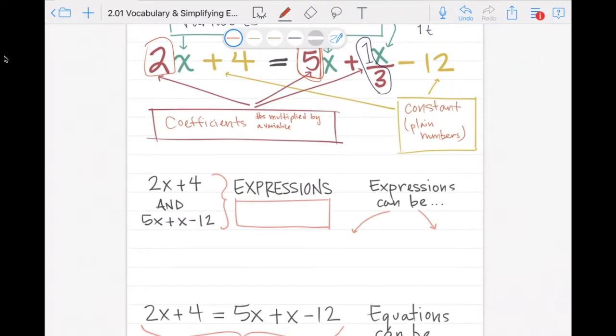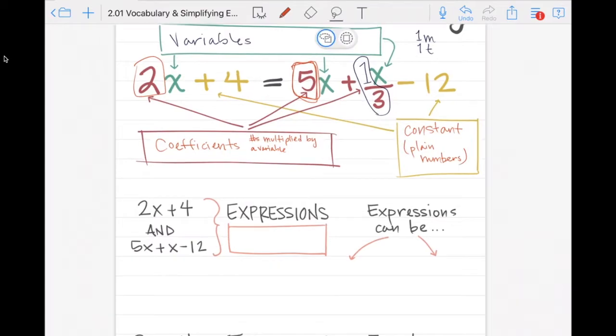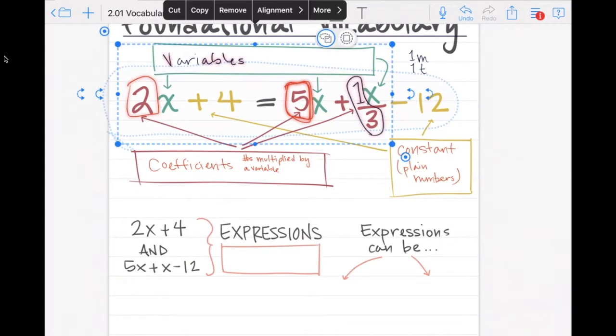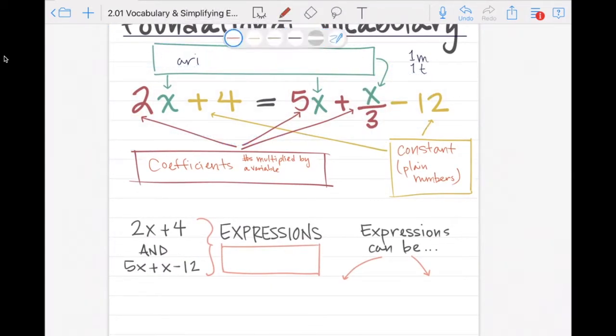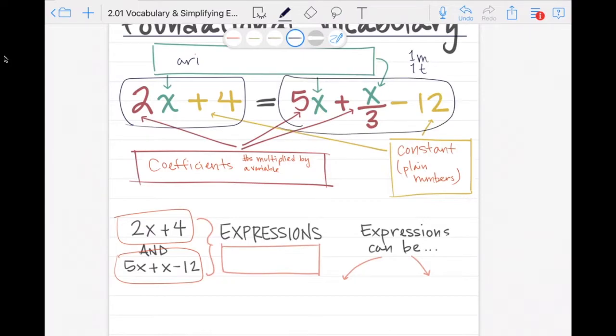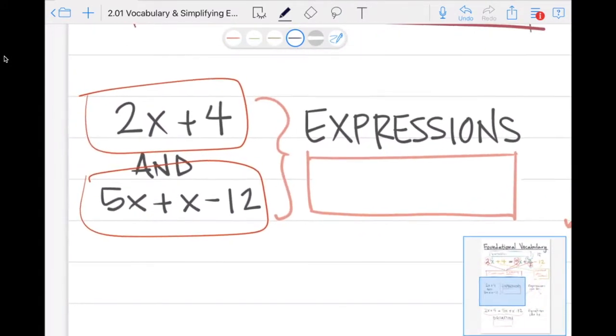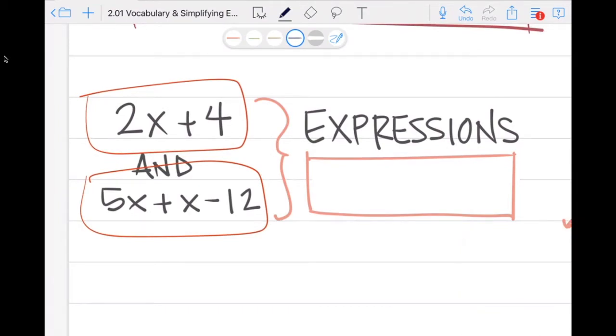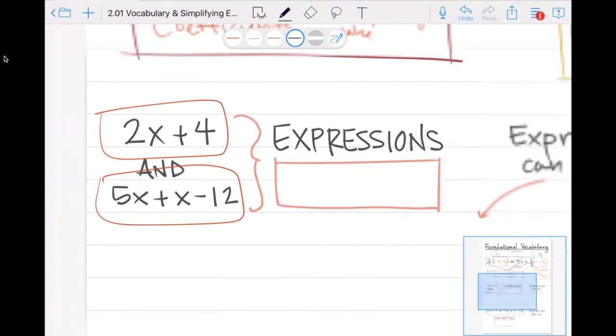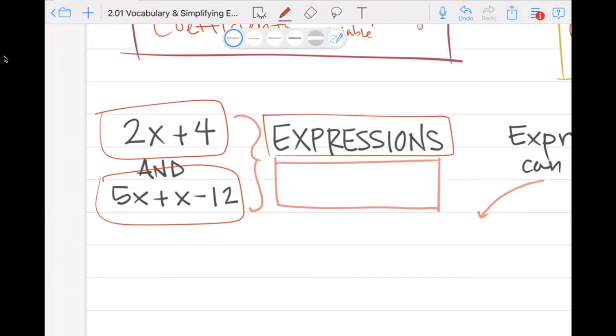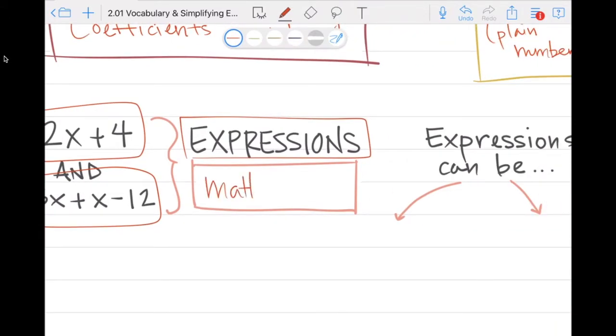Okay, so let's talk about the parts of that equation that we see above. I want you to notice that the 2 parts that we're looking at right here are the left side of the equal sign and the right side of the equal sign. Notice there's no equal sign. If we just pull out the left side, it's just 2x plus 4, and just the right side, that's 5x plus x minus 12. Those are called expressions. And an expression is just a math phrase. Just like you have a phrase in a sentence, it's not a complete sentence, it's a part of a sentence. Expressions are a part of an equation.